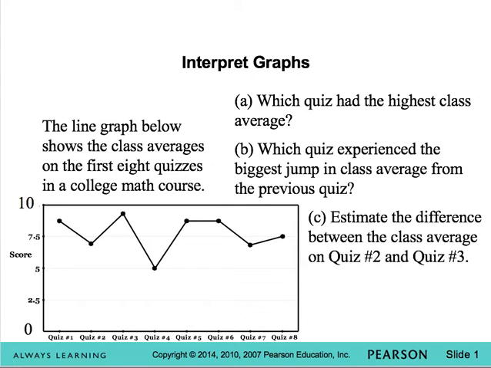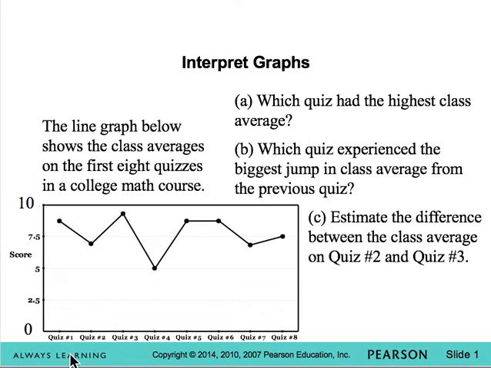Okay, so now we're going to begin Chapter 11. Chapter 11 begins our graphing information. So this is a line graph. It says the line graph below shows the class averages on the first 8 quizzes in a college math course.